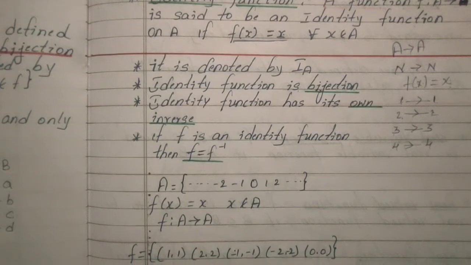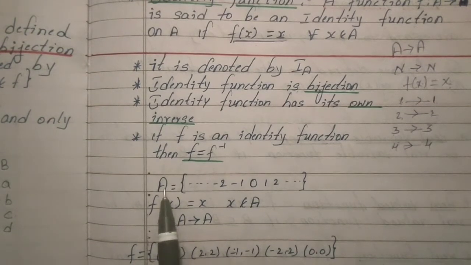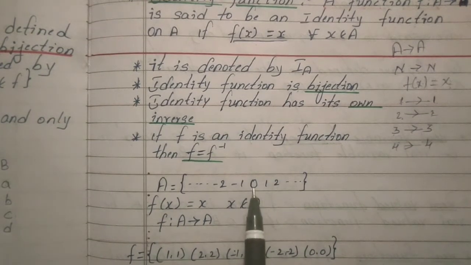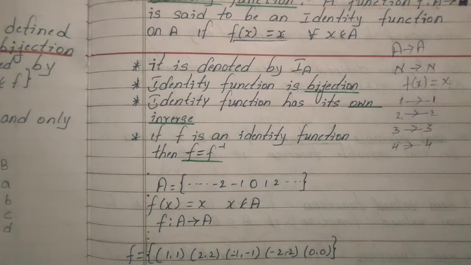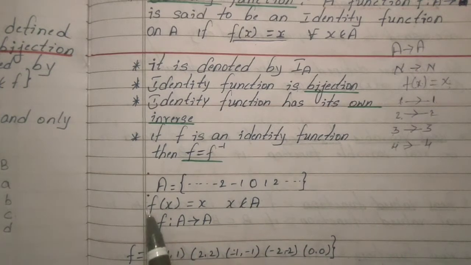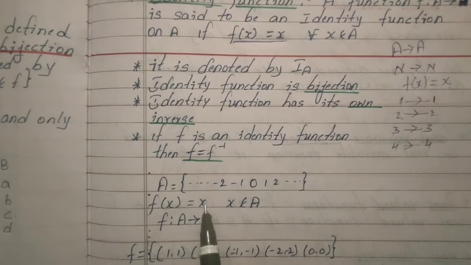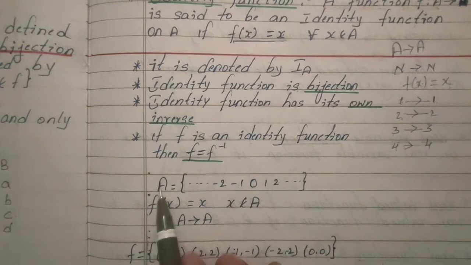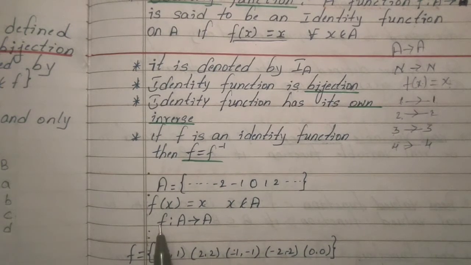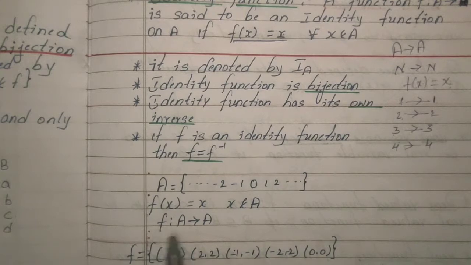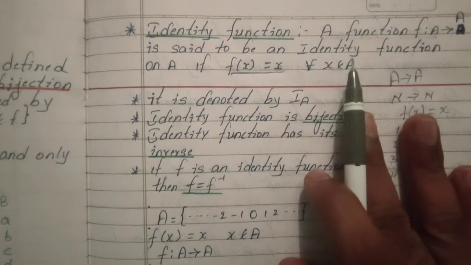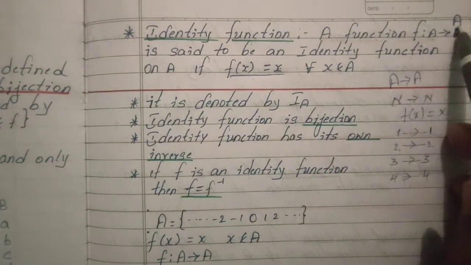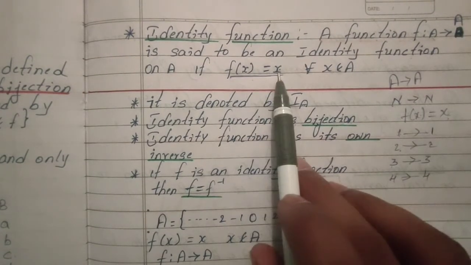Here I am taking set A containing 0, 1, 2, 3 all positive numbers, -1, -2 all negative numbers. My function f of x equals x, where x belongs to set A. We are making the function from A to A. The condition is only that. The function must be A to A. f of x must be equal to x.